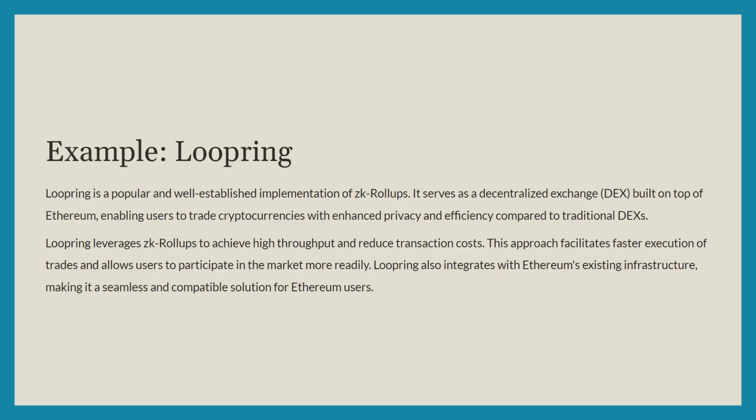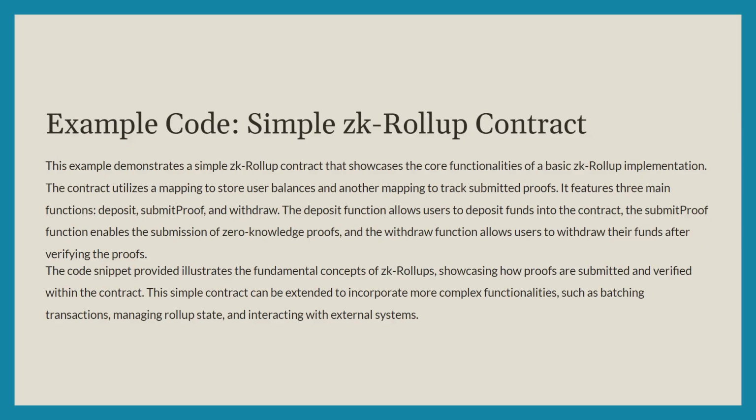Loopring leverages ZK rollups to achieve high throughput and reduce transaction costs. This approach facilitates faster execution of trades and allows users to participate in the market more readily. Loopring also integrates with Ethereum's existing infrastructure, making it a seamless and compatible solution for Ethereum users.